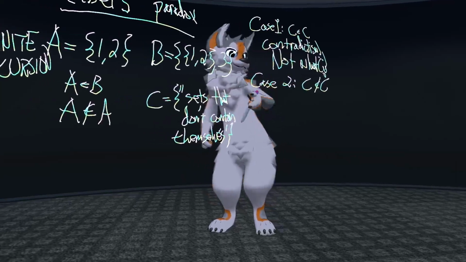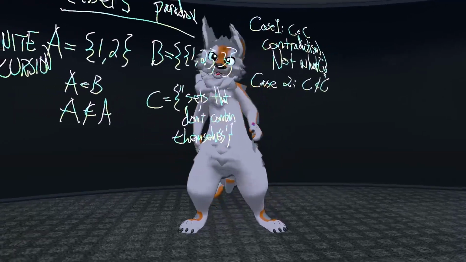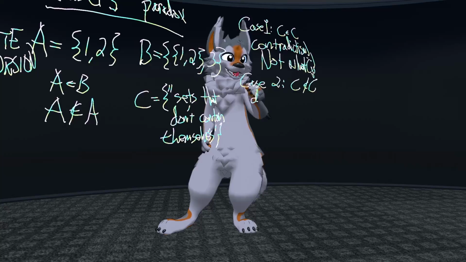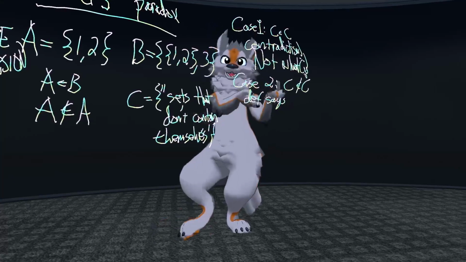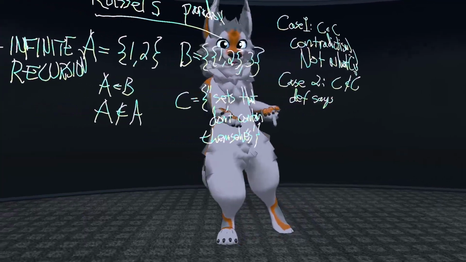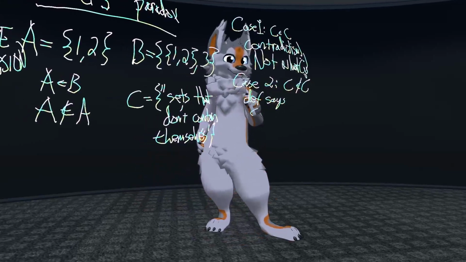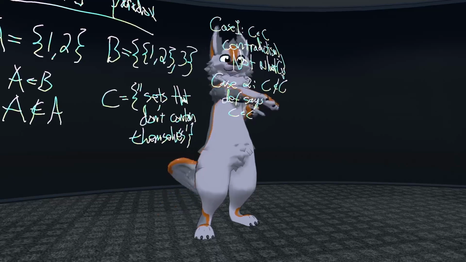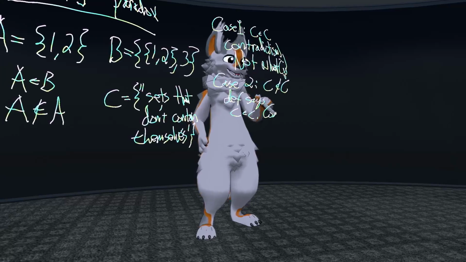So let's see. Maybe it is not a member of C. But if C is not a member of C, then it does not contain itself. So in that case, the definition says that C contains itself, right? Because C is the set of sets that don't contain themselves. So if C doesn't contain itself, then the definition says that C is a member of C. But that's a contradiction, because we assumed that C is not a member of C. So that's a contradiction.